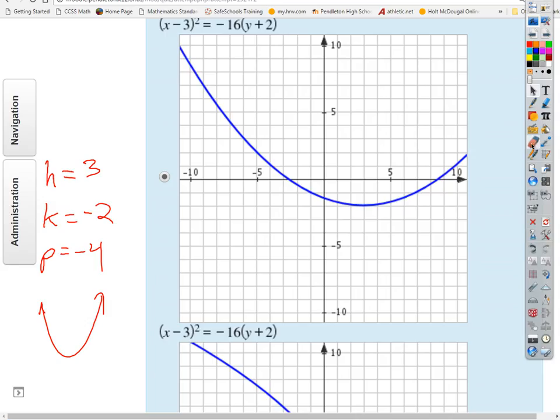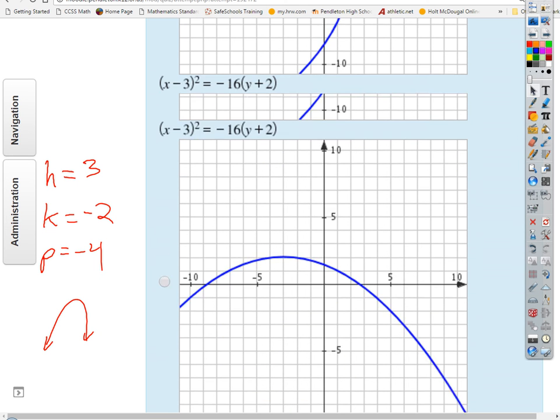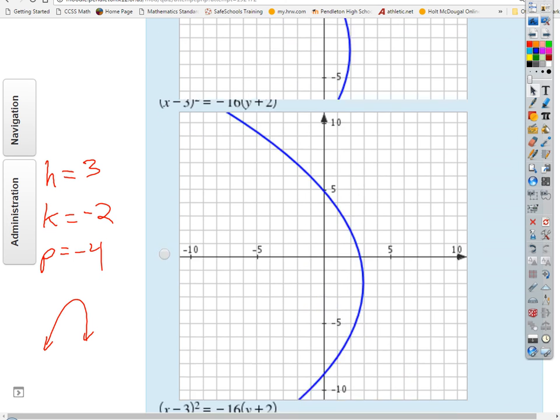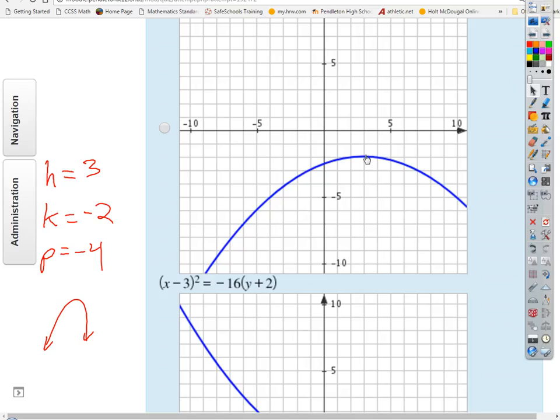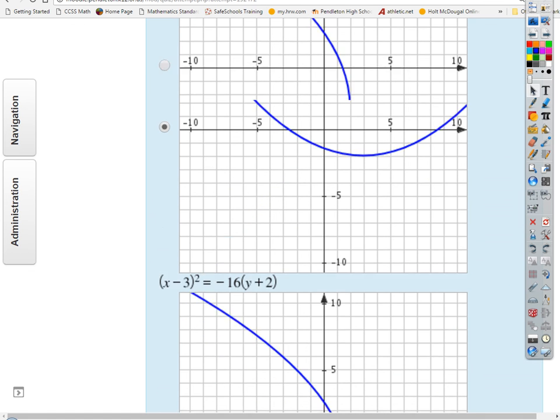Okay, so it's got to do this. So that's not it. Where was it? Oh, right there. Yeah. So 3, -2, those are the right coordinates. And because it opens down, that's got to be it. Right? You agree? Okay? All right, whoops. Okay, let's go.